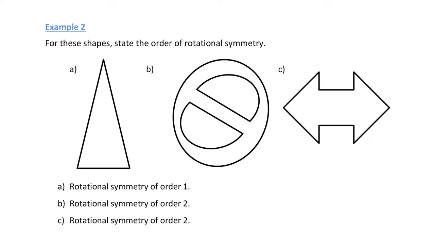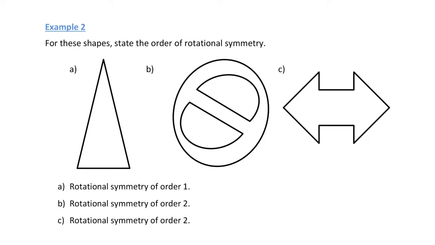Let's look at the next set of shapes. For these shapes, state the order of rotational symmetry. The first one is a triangle. The second one, and then the third one. The first shape can only look exactly the same after 360. At 360, that's the only time that triangle will look like the original shape. So it has rotational symmetry of order 1.